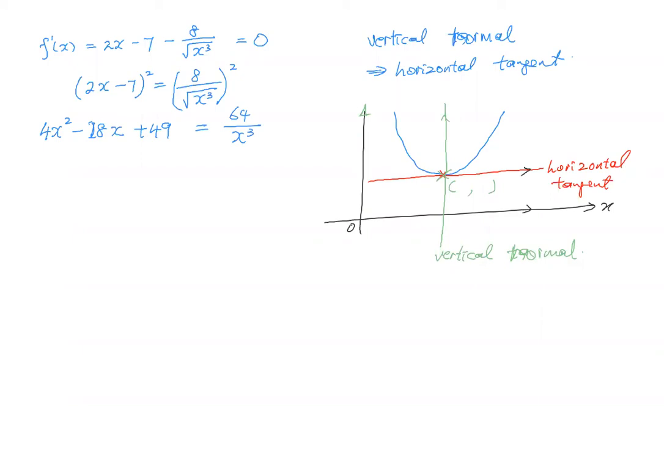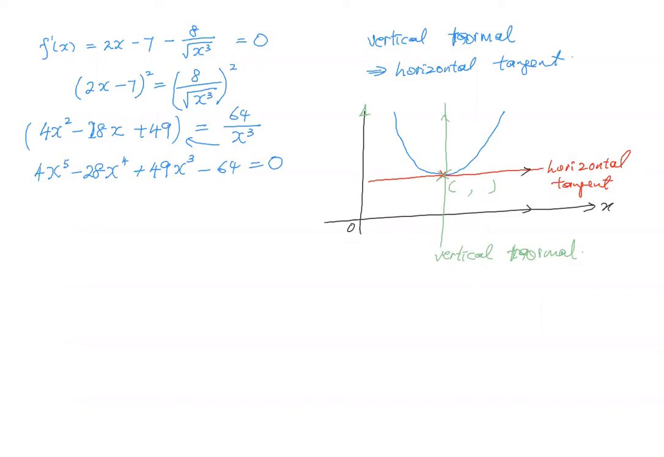Are you okay? So I cross multiply. I will have 4x to the power of 5, take away 28x to the power of 4, plus 49x cubed, minus 64 equal to 0. Okay.